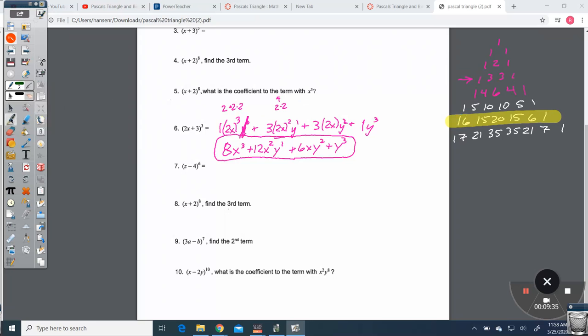So now it says to the 6th power, so I went to this row because it has the 6. So that's going to be 1, 6, 15, 20, 15, 6, 1. And remember the signs alternate. It starts out negative, so that's a negative, positive, negative, positive, negative, positive. And now I don't have to worry about that negative 4 as far as keeping track of that.